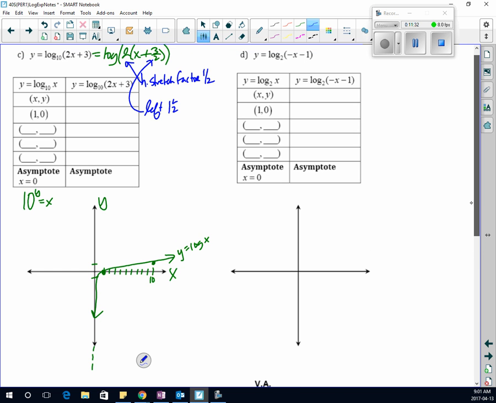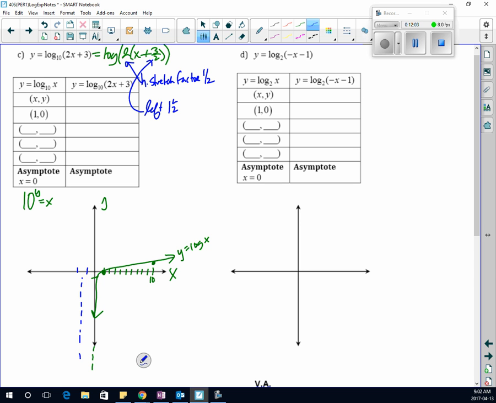Can anybody tell me where my new asymptote is going to be? Where's my new asymptote going to be? Yeah, -3 over 2. So that would be -1.5. I don't know why I did that right up there, so I'm going to erase that because we don't need it up there. Oops. I erased a little bit too much.